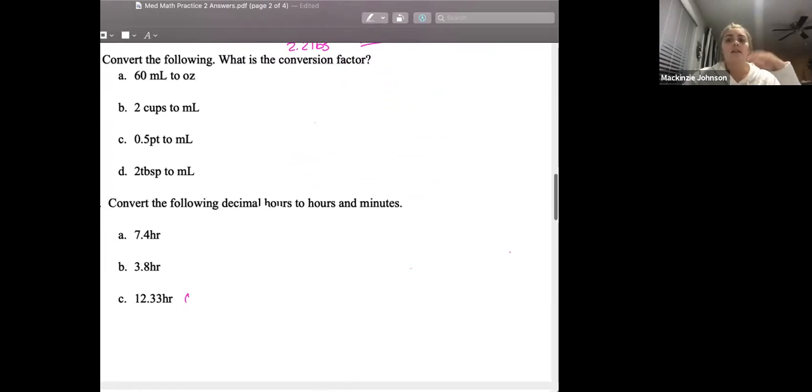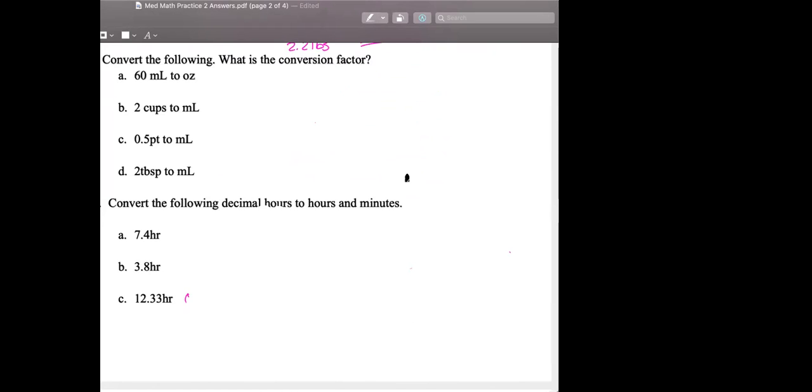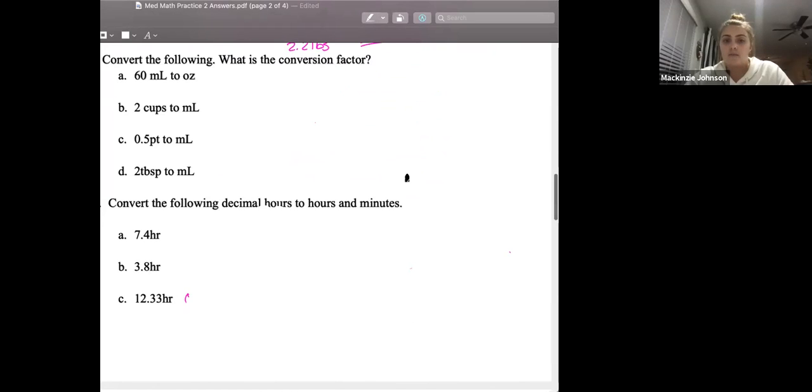These problems are a little bit nicer when we have the conversion chart next to us while we're doing it, since I'm sure you probably don't have it memorized yet. So we have 60 milliliters to ounces. We'll go over here and realize there's 30 milliliters in 1 ounce. If you're going to know any conversion, know that conversion. That's just something you want to know.